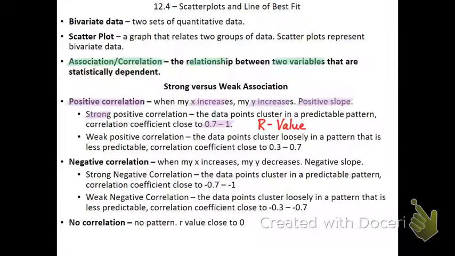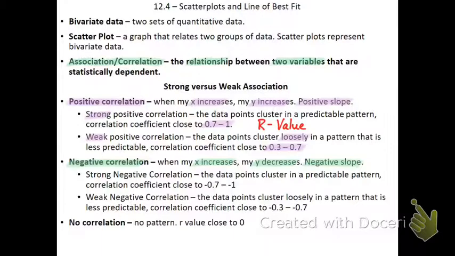The weak positive correlation, again, it's not quite as tight of a pattern. It's more of a loose pattern, less predictable, and then that correlation coefficient is going to be farther away from 1 and closer actually to 0. Again, negative correlation is going to be that as my x increases, my y decreases. The best way to think about it is it's negative slope. It is going down as we travel from left to right.